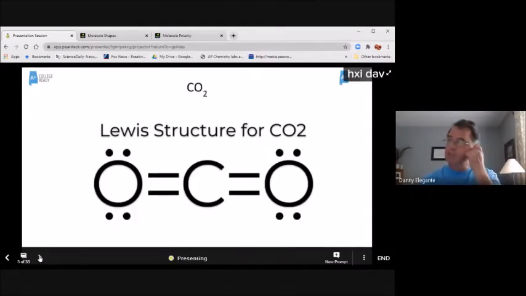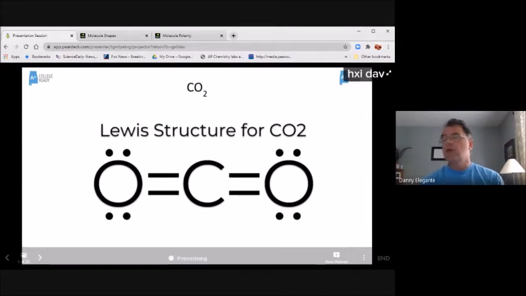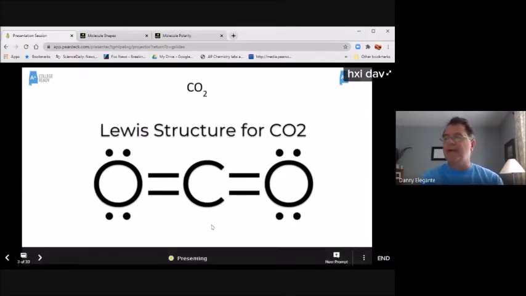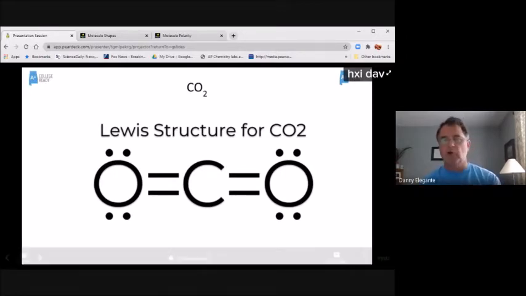This is the Lewis structure for CO2. In the Lewis structure for CO2, try to think which way the electrons are being pulled. Is this a polar molecule or not?